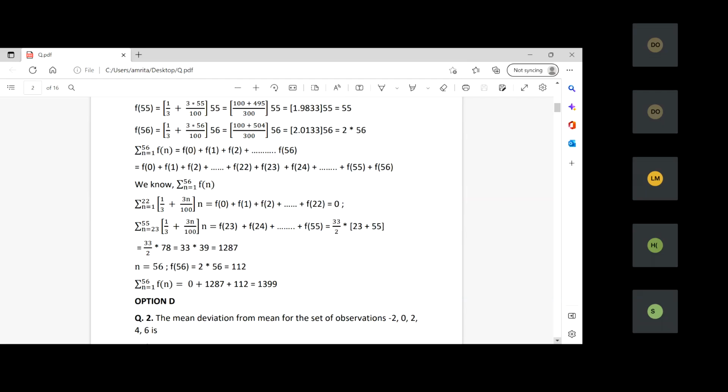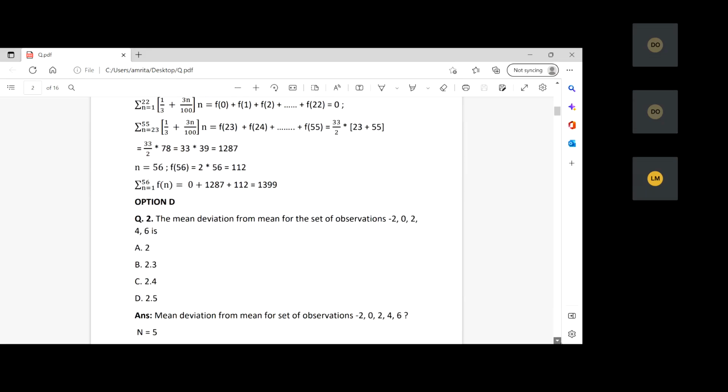Is this question clear? Can we move to the next one? I could not see students responding, so that's why. Yes. So I have the second question here for you. This is the second question.